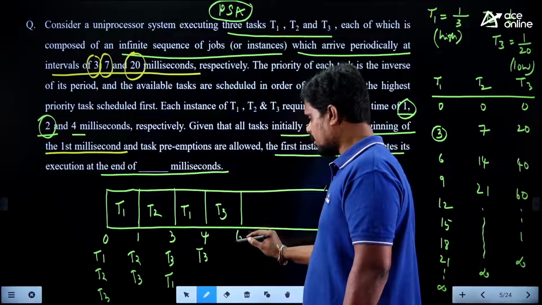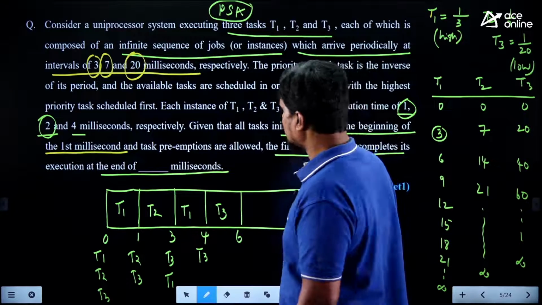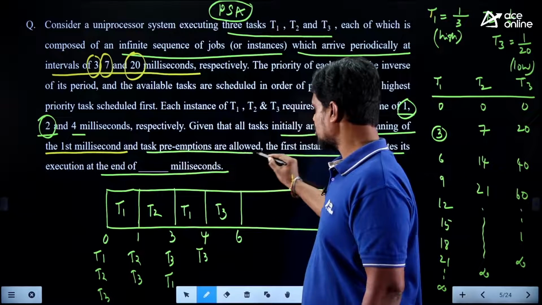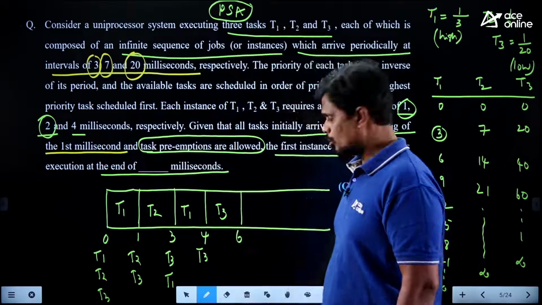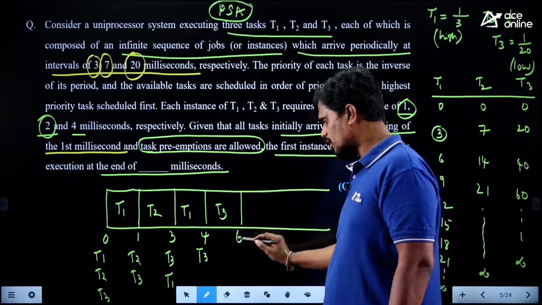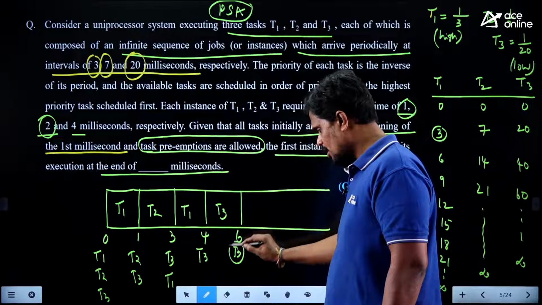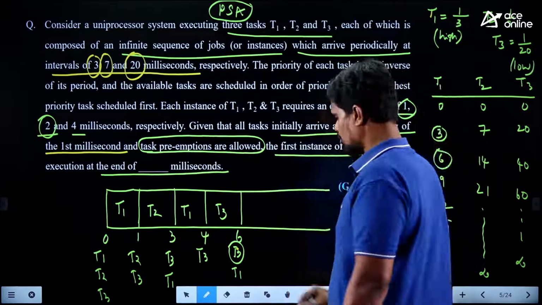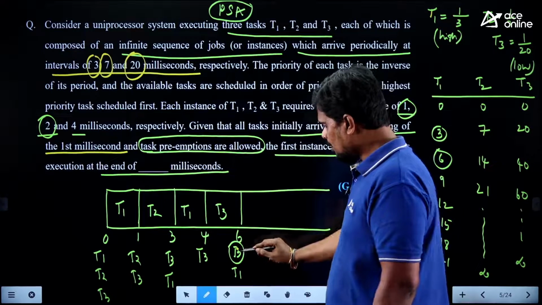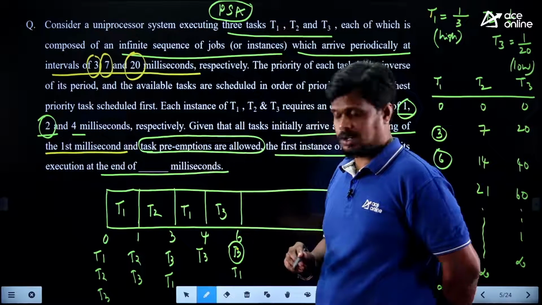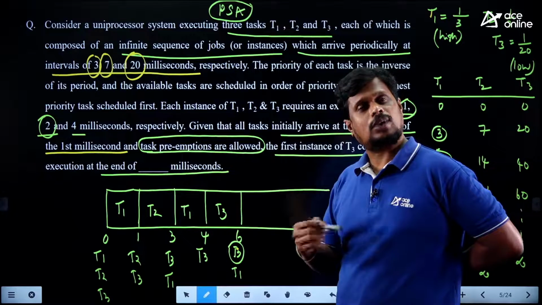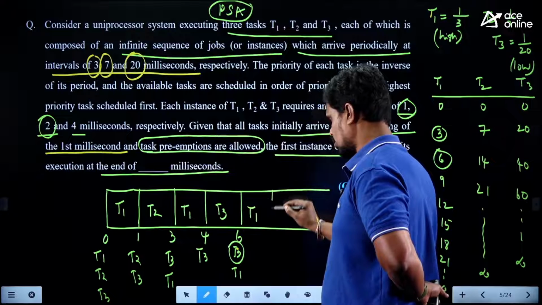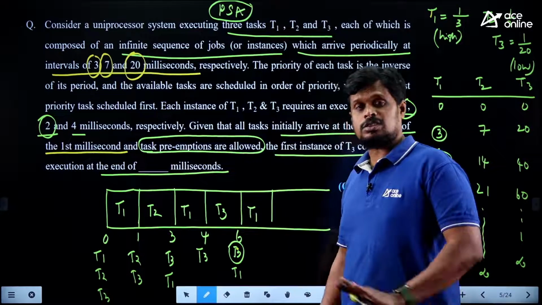So this is going to be executed till 6. But it is clearly mentioned that preemptions are allowed, the task preemptions are allowed. So while T3 is executing from 4 to 6, at 6 T1 arrives again. While T3 is in running state, T1, which has high priority, arrives. Then what will happen? Preemption will take place. It means that T1 will start its execution. So T3's first instance is not yet finished.